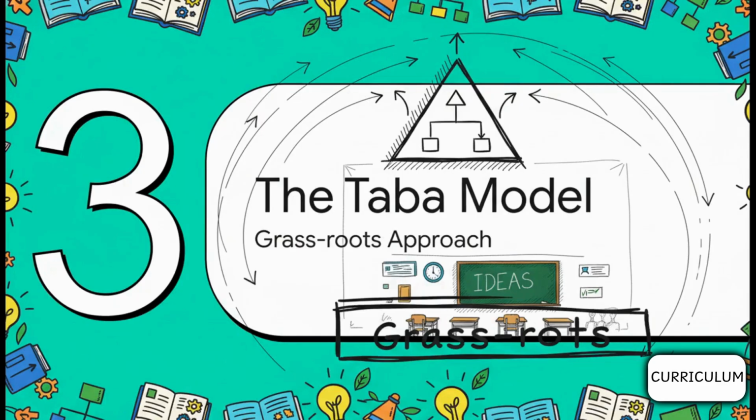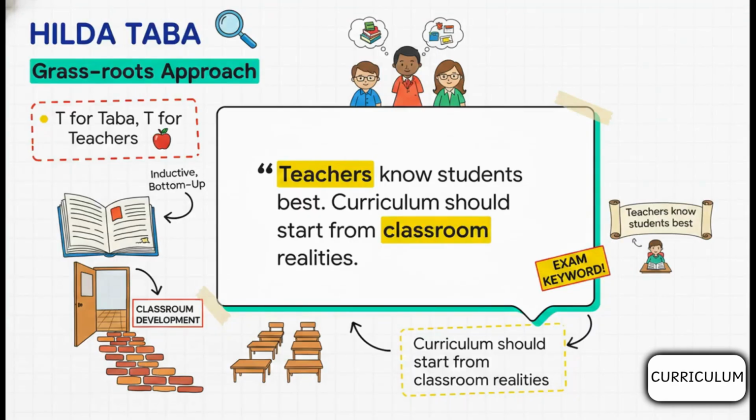All right, Section 3, the Taba model, also known as the Grassroots inductive approach. So, Hilda Taba looked at Tyler's top-down approach and basically just flipped the logic completely upside down. She started right in the classroom. If you only remember one single thing about Hilda Taba for your exams, remember the Grassroots approach. A super easy memory trick: T is for Taba and T is for teachers.